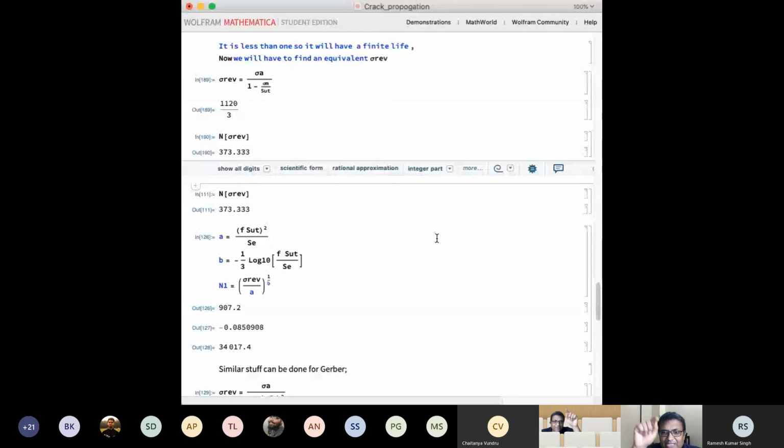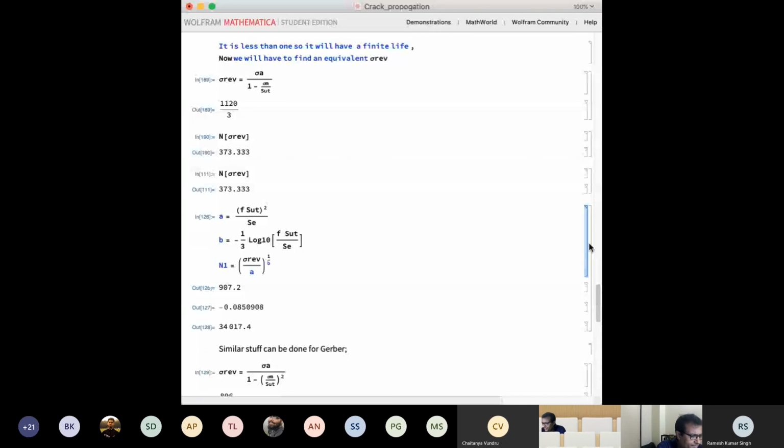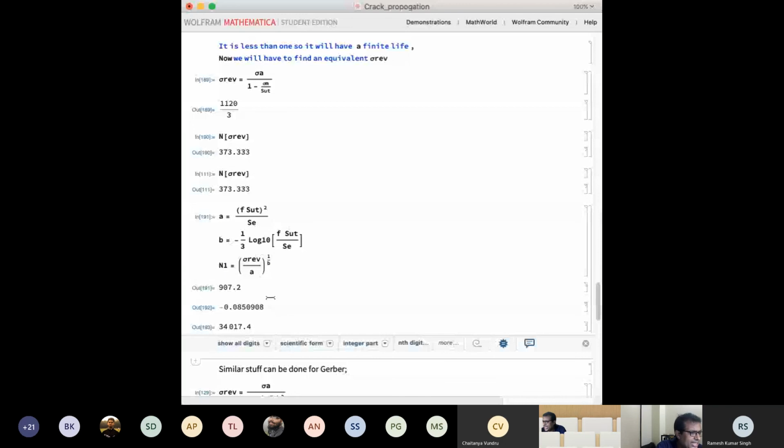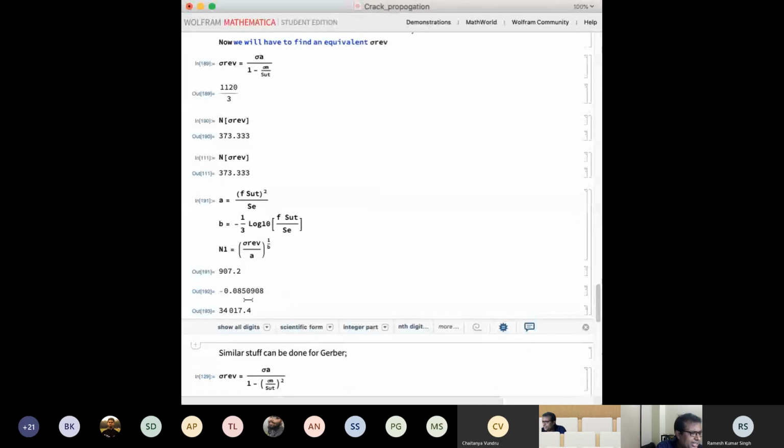If SE value goes from right now 280 to 373, this will have infinite life. That's what we did. Okay, and then I can find out what will be A, B, and N. So A is 907.2, B is minus 0.85, and I get 34,000 cycles as the life.